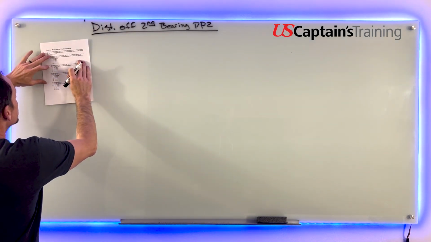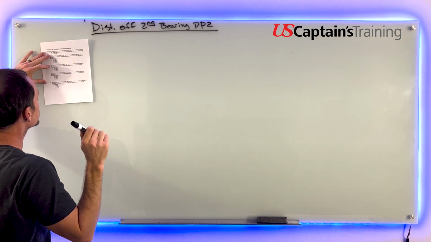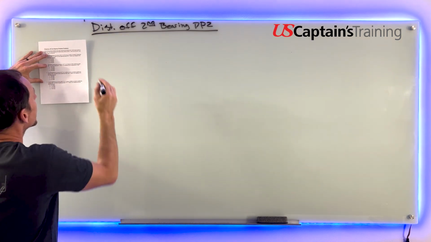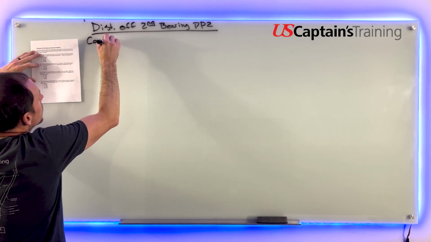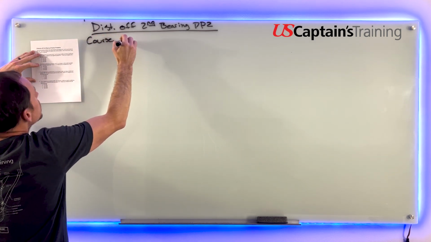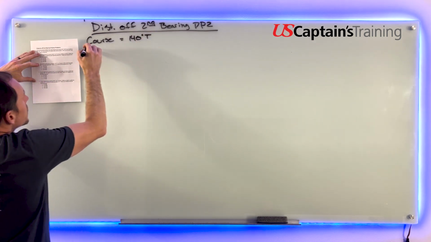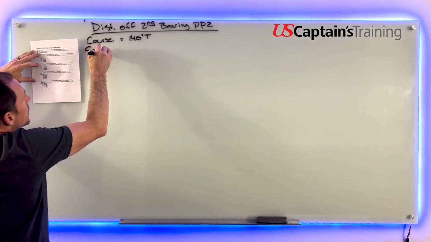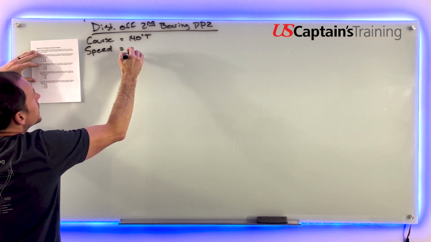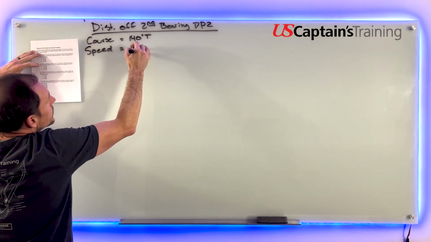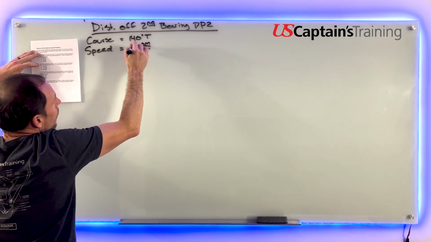So it reads, your vessel is steaming on a course of 140 degrees true at 15 knots. It gave us a course. Course is equal to 140 degrees true. It gave us a speed. Our speed is equal to 15 knots, which is a nautical mile per hour.